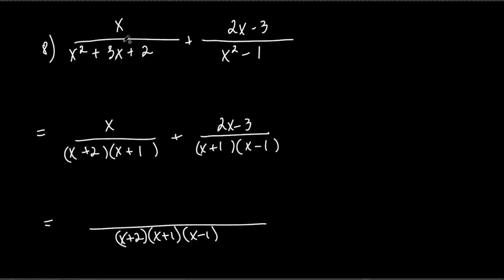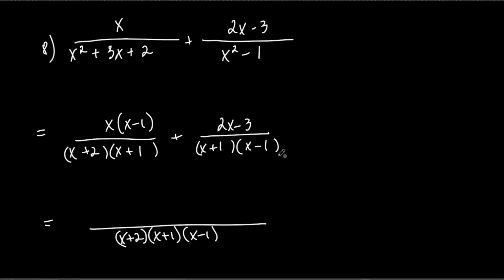Now what you have to do is ask yourself, what did you do to this denominator to get to this? What's missing? I have an x plus 2 and an x plus 1. What's missing that's down here? There's an x minus 1. So what do I have to do to this? I multiply it by x minus 1, and I multiply the top by an x minus 1. You see what's missing. There's an x minus 1, so you multiply the top by an x minus 1.